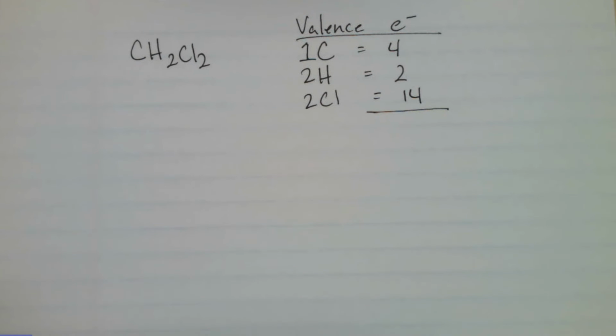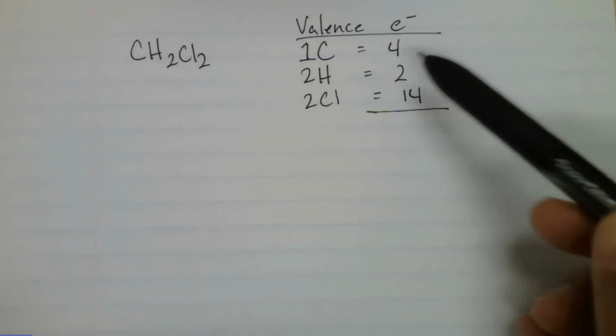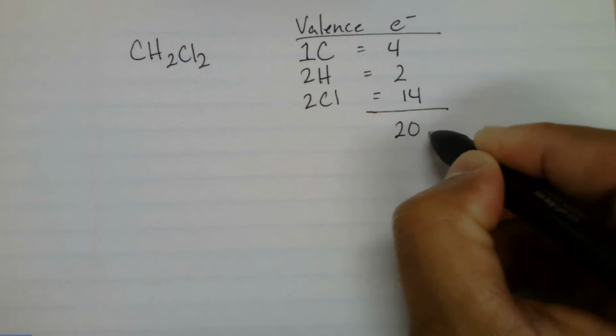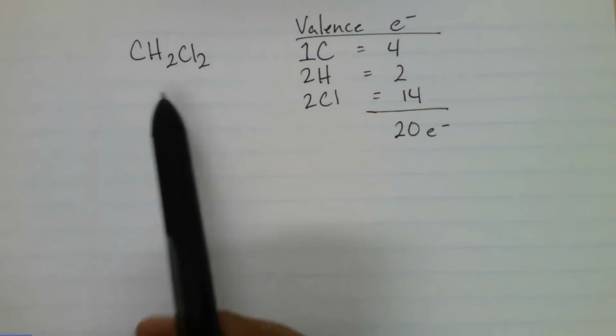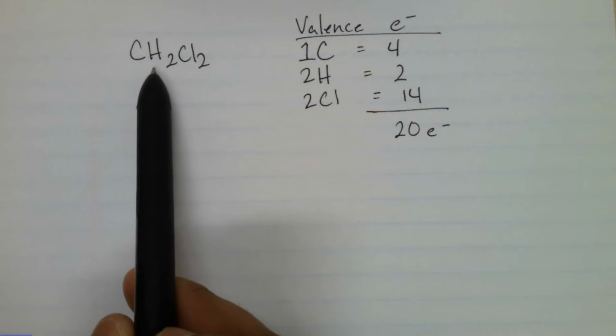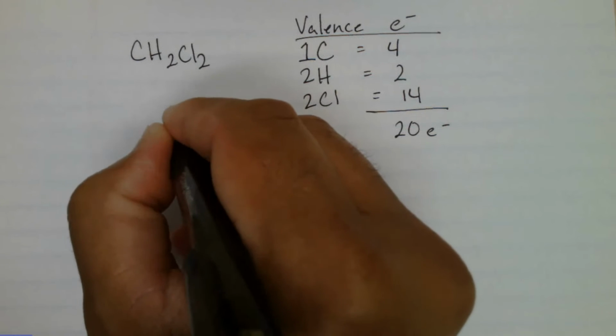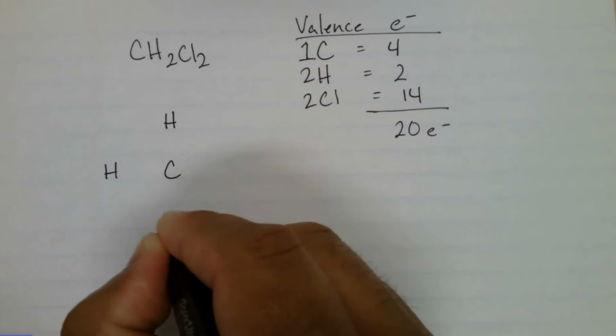So I count the valence electrons. The valence electrons here are 14 and 2 is 16. And 4 more, we'll call that 20 valence electrons. The least electronegative atom goes in the center. Hydrogen, the least electronegative, cannot be in the center, so carbon will go in the center. And just anywhere around, I'll draw the other atoms.